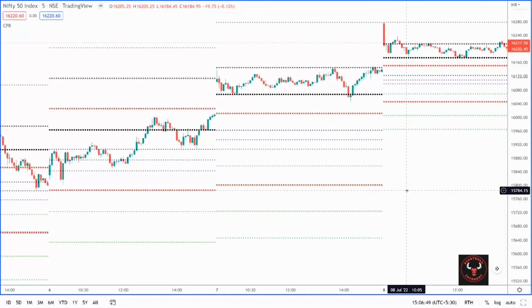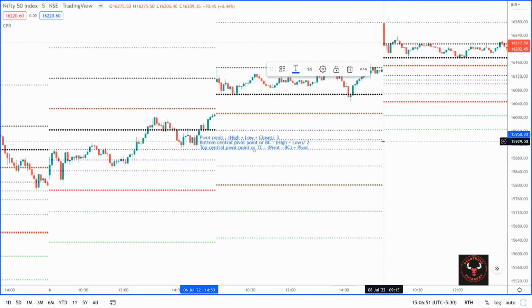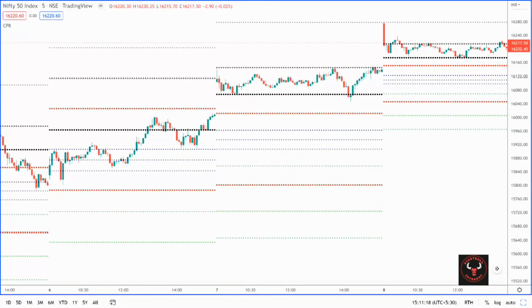CPR is calculated as per this formula. Pivot point, or the central pivot, is high plus low plus close by 3. Bottom central pivot, or BC, is high plus low by 2. Top central pivot, or TC, is pivot minus BC plus pivot. Similarly, you can calculate S1, S2, S3 and so on, also R1, R2, R3. The CPR approach works basically on the idea that understanding the market trend using the prices of the previous period can help the trader in predicting the price movement for the next session.